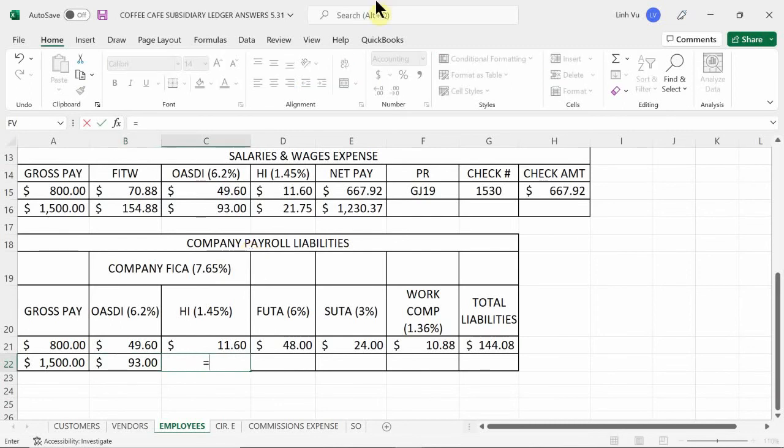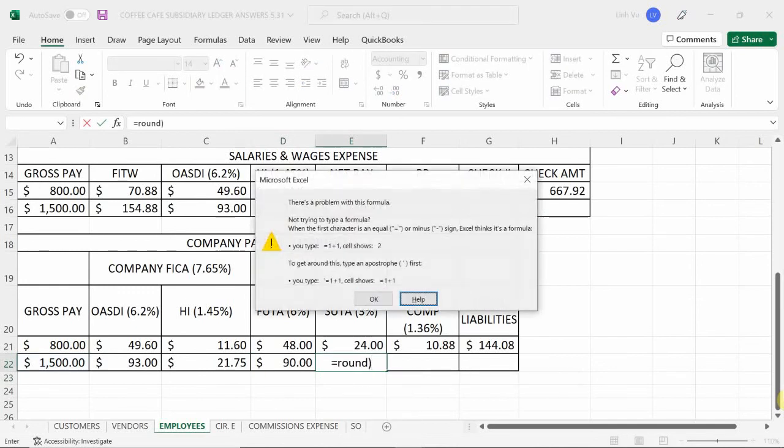Medicare is $21.75. Okay. How much federal unemployment are we responsible to pay in for having Tim as an employee? $90. So then half of $90 is $45.